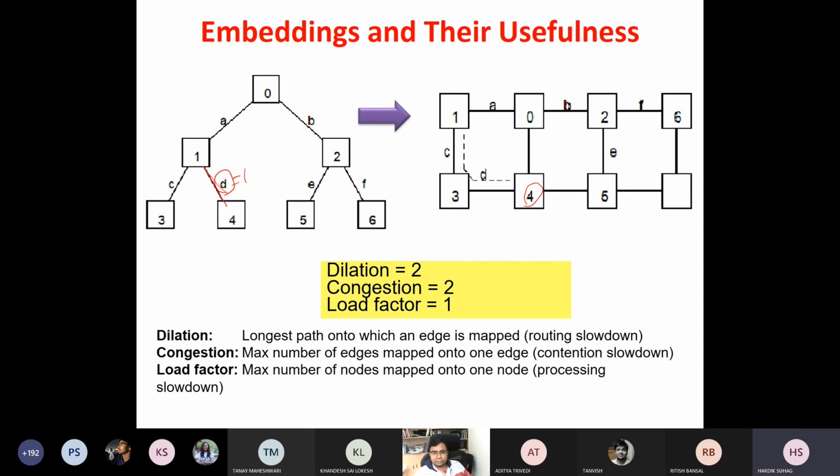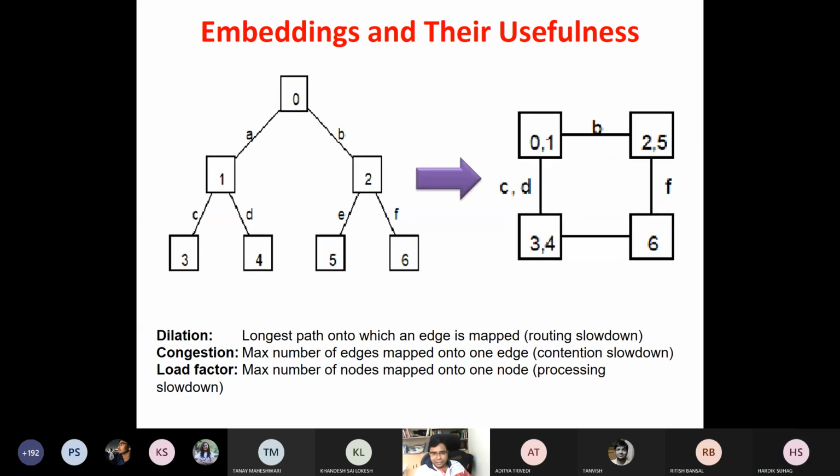Yes, sir. So the edge between 1 and 3 node is being used for 2 edges in the tree, right? 2 edges. That is called congestion. So data is being sent parallelly, right? Yeah, that is congestion. So this target edge is used by this C edge, also the D edge of the source. That means this link is shared by 2 source links. That means congestion is also 2. Is this clear? Yes, sir. Thank you.